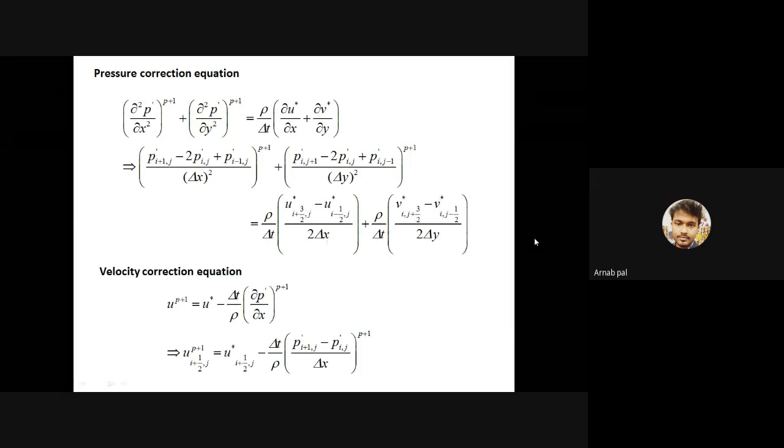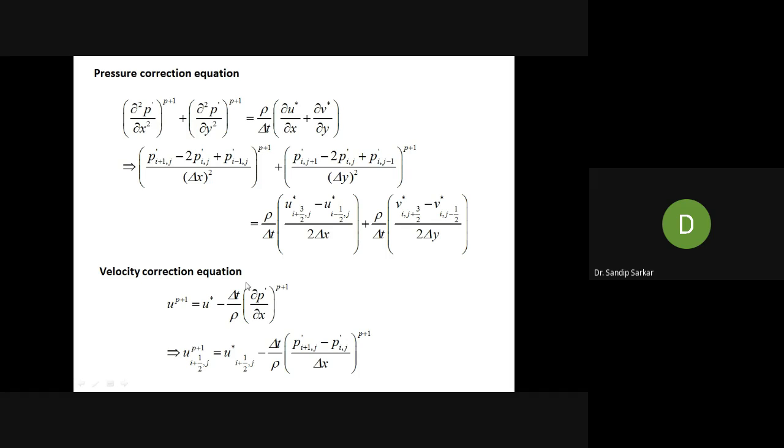This is straightforward discretization. Here you are discretizing this pressure correction equation, and you know U star and V star because these values are already obtained from the predictor equation. So this part is known. Now you can easily solve this pressure correction equation to obtain the values of P prime. Once you obtain the values of P prime, you go ahead and calculate the velocity correction equation.